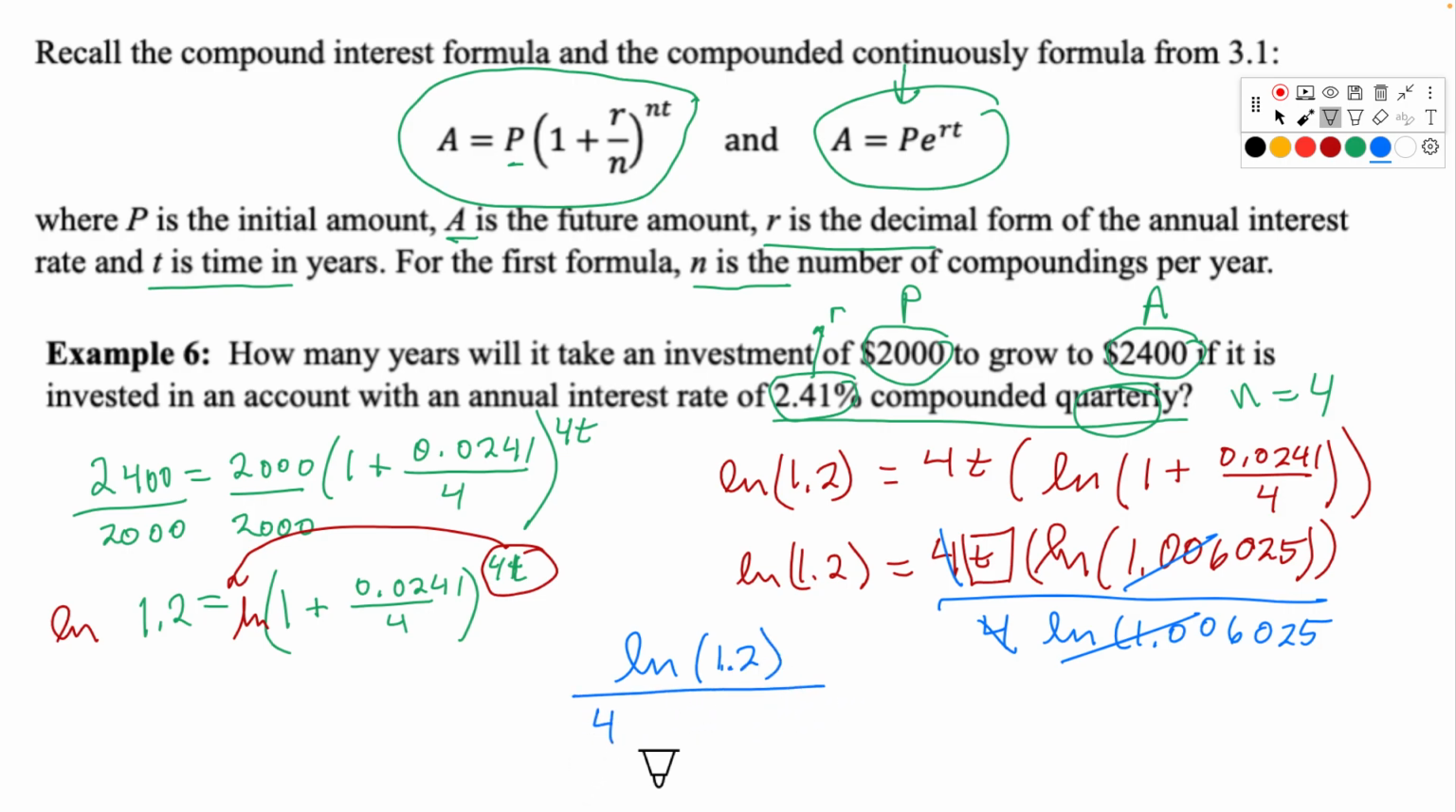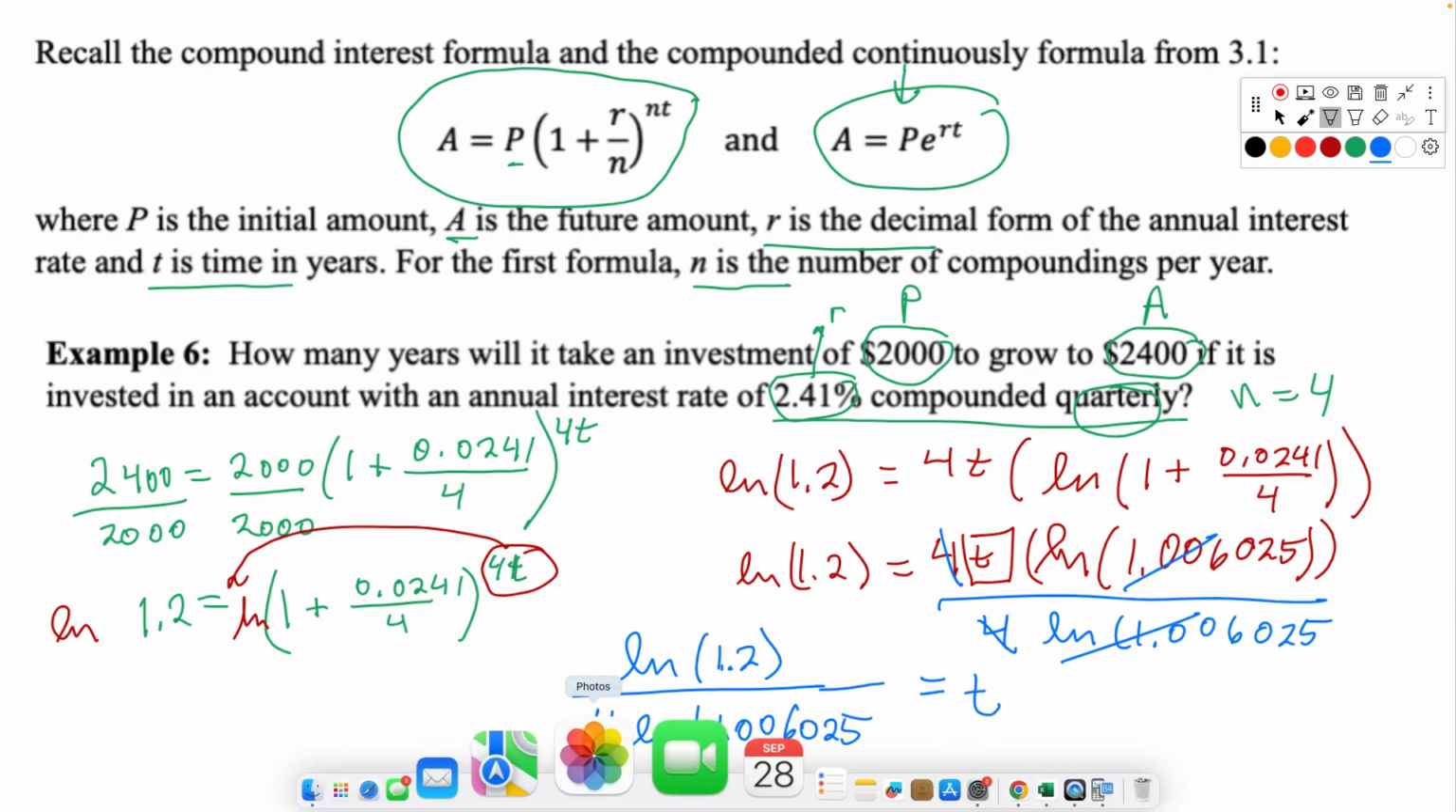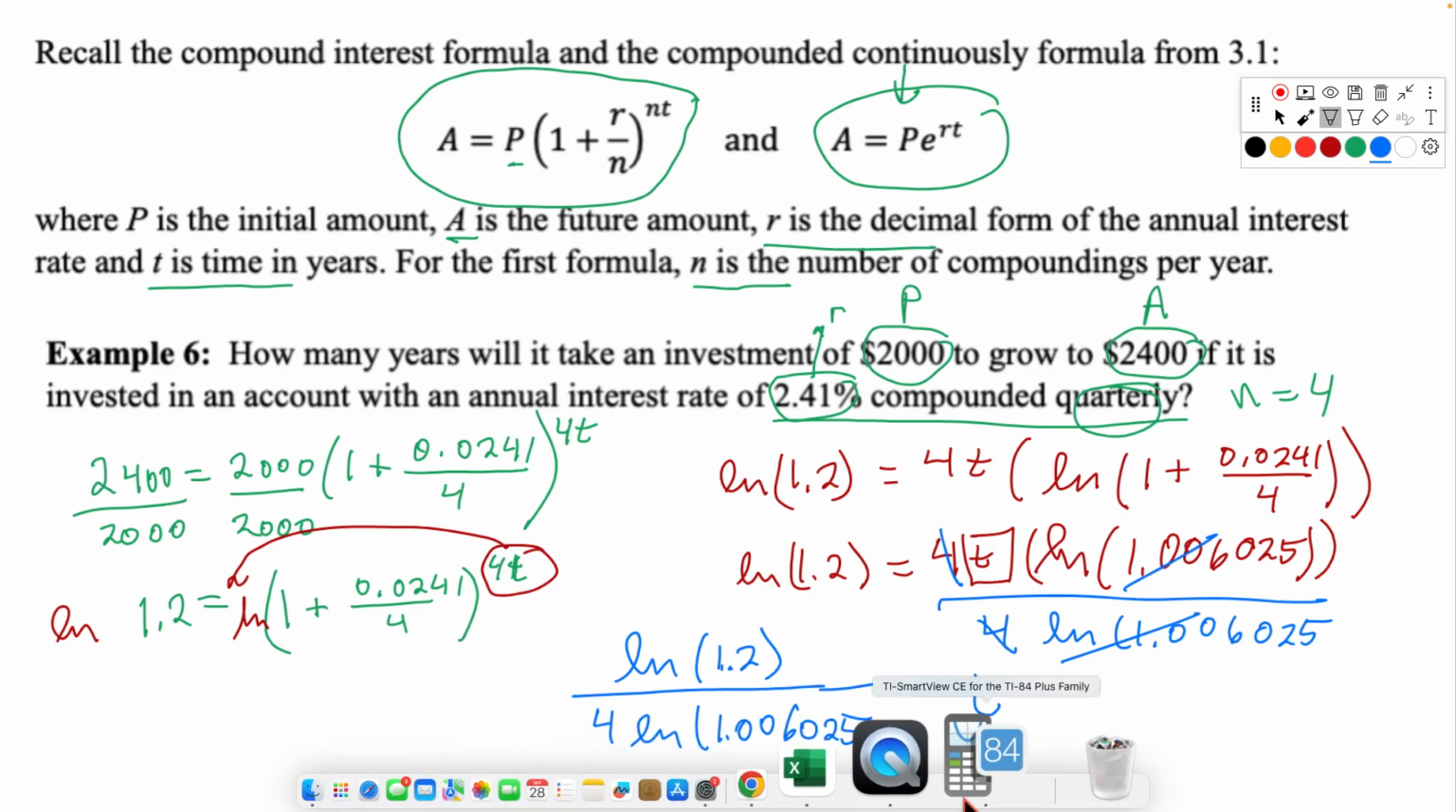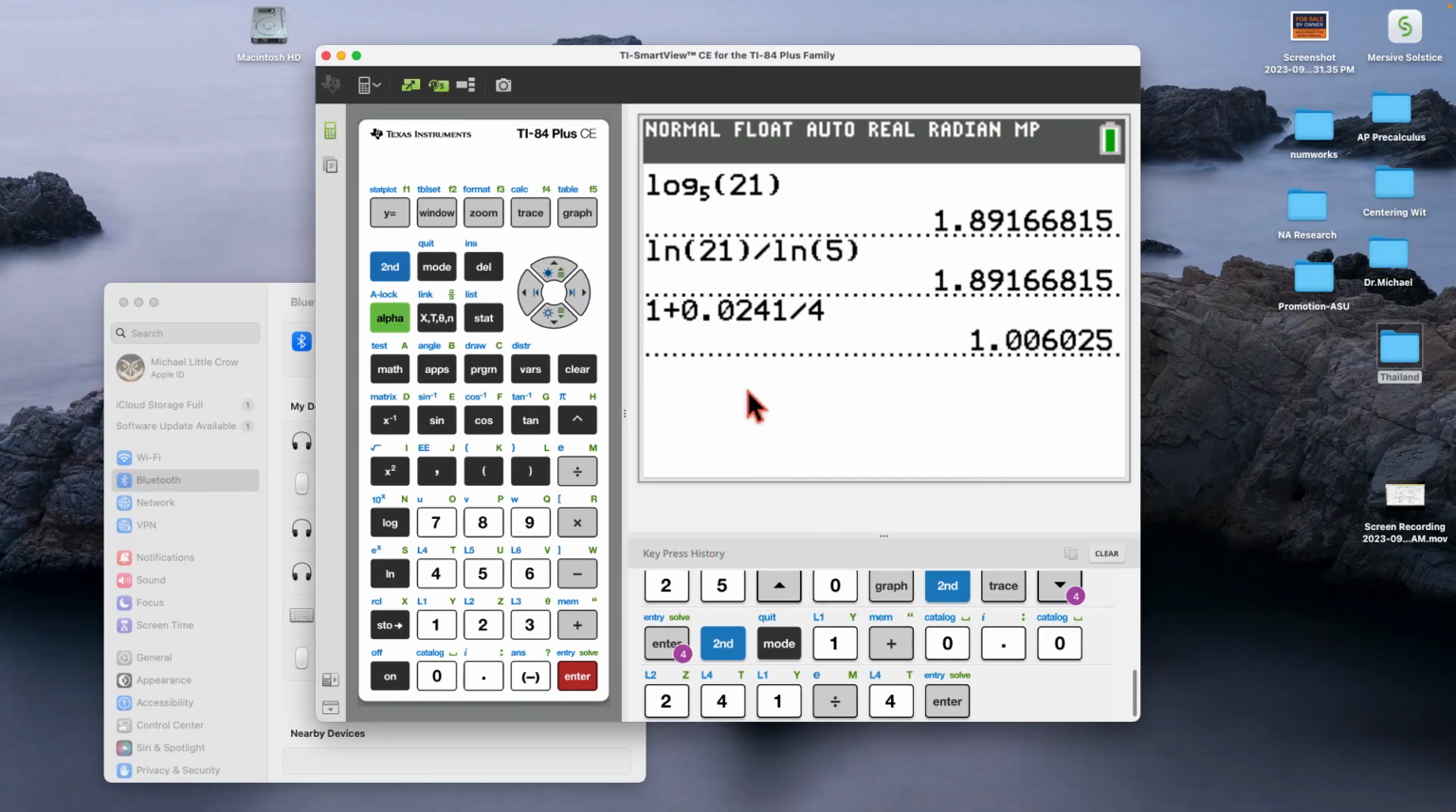divided by 4 times the natural log of 1.006025. That's what t equals. And what is t? T is the amount of time. It should be greater than 1 because we start with 2,000. We're going for 2,400. So how long does it take to get $400 in interest? Well, that's where we want to plug this in.